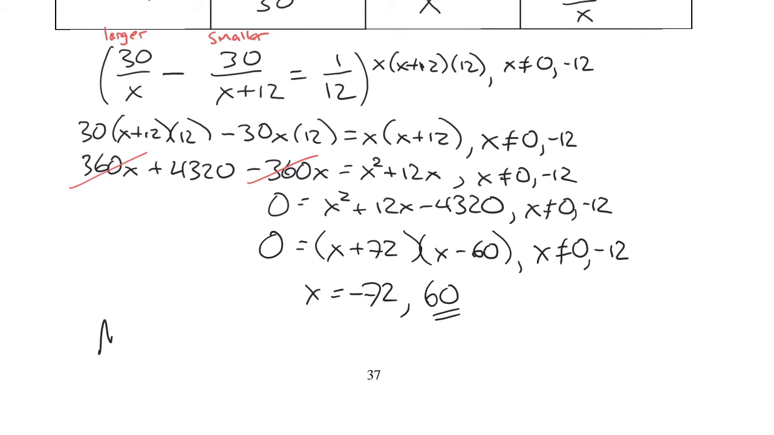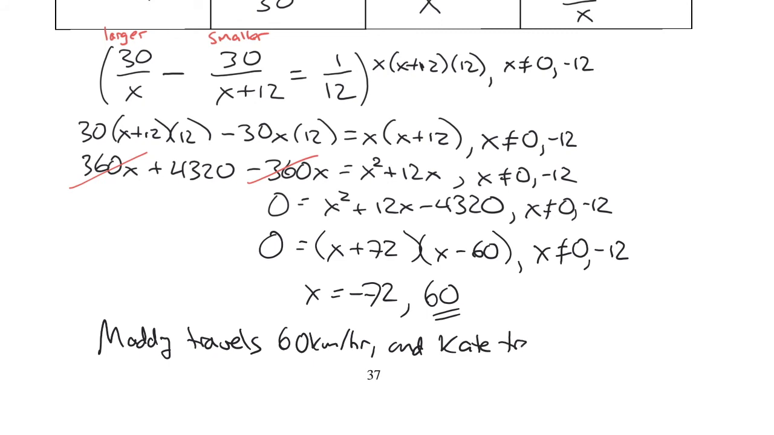So we can write here that Maddie travels 60 kilometers per hour, and Kate travels 72 kilometers per hour when we add 12 to that. And isn't that interesting that the value that we rejected was the negative of that? What if that shows up a lot like that? And so there you go. Here's an example of a really good standard word problem in this section. Nice level of difficulty here. Bit of work involved, kind of got to interpret that answer.